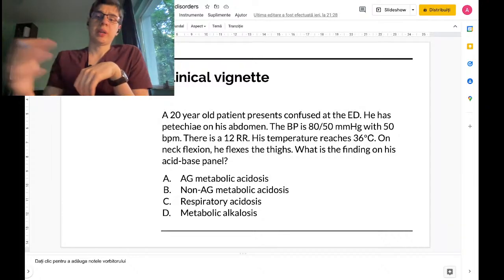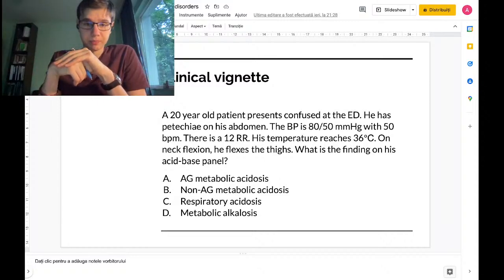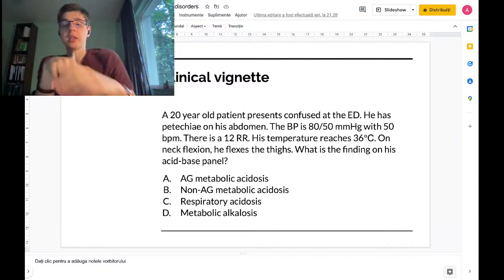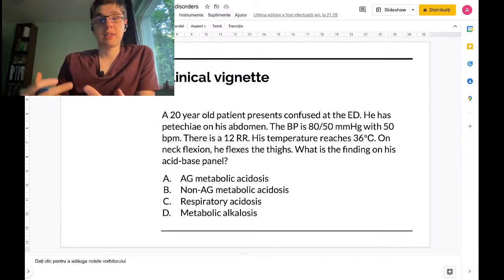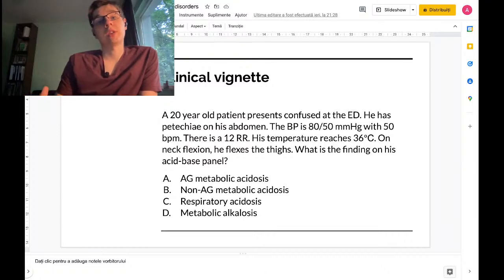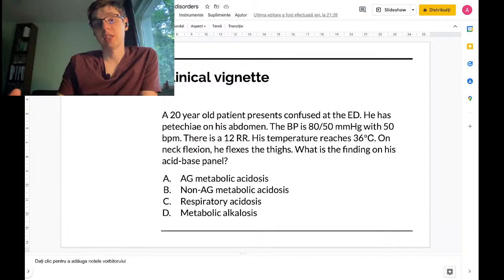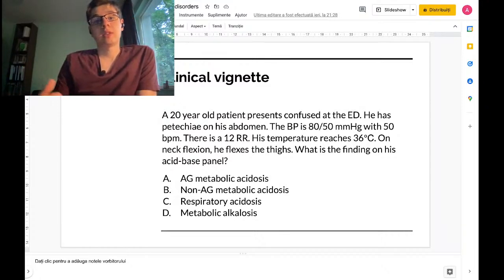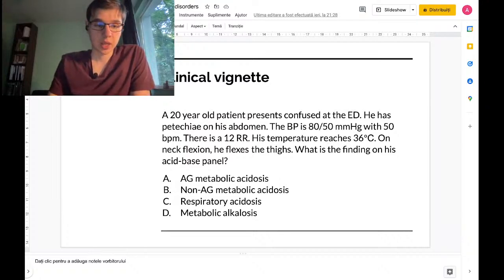Okay, so Dr. Deepak says that we have meningitis, adrenal hemorrhage, and adrenal insufficiency. Indeed, this patient presents with the classical findings of Waterhouse-Friderichsen complication of a Neisseria meningitis. This usually leads to adrenal failure, and adrenal failure is one of the non-anion gap metabolic acidosis.